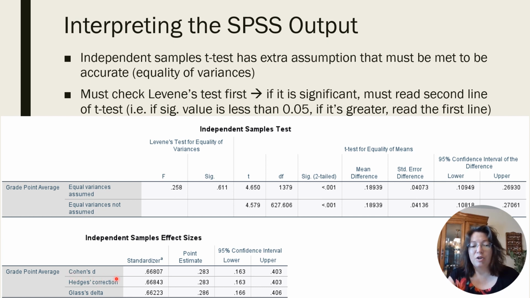And again, you're going to want to read the point estimate, not the standardizer, which is in the first column, the point estimate in the second column of numbers. And here it's 0.283. So that equals about a moderate effect size.